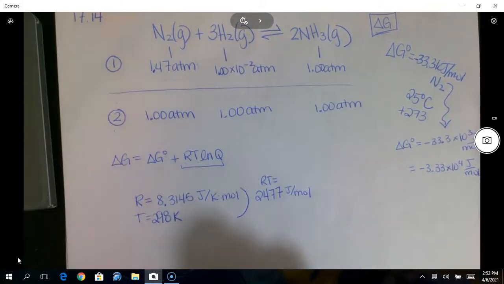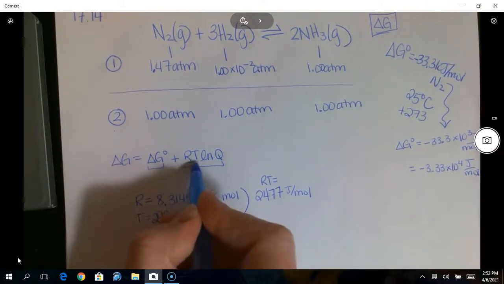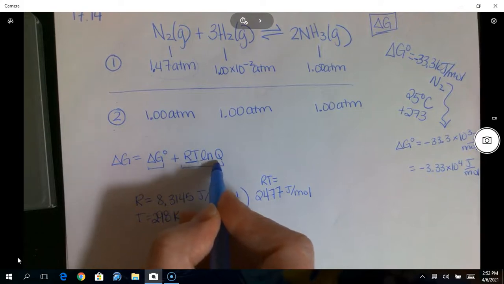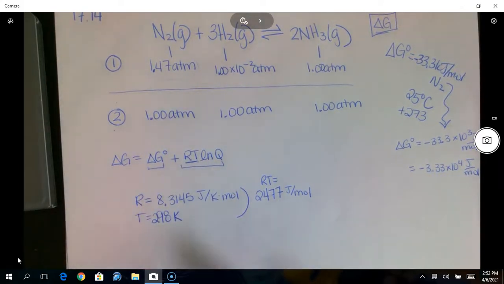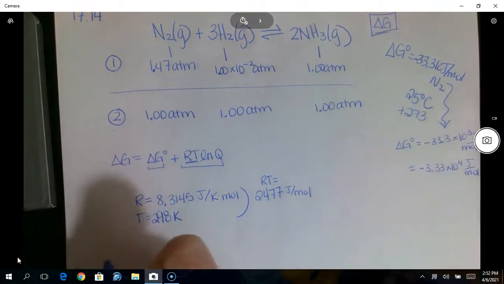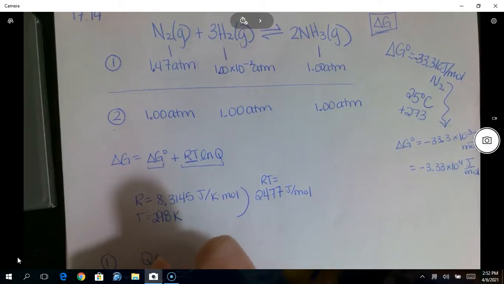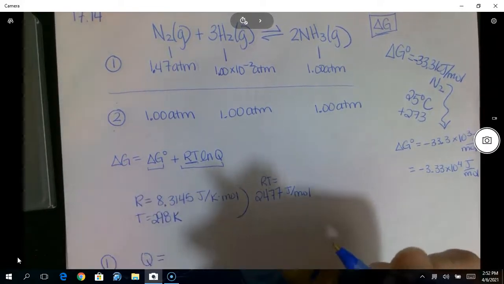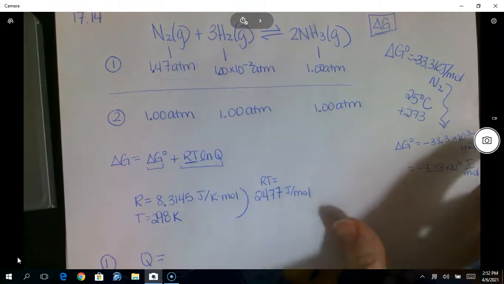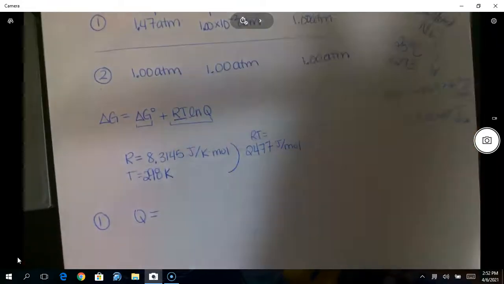For both conditions, remember our delta G standard stays the same and our RT stays the same. It's just the ln Q that changes. So it's just kind of nice to have stuff set up ahead of time for this. For condition 1, Q is going to be, so you have your products raised to the power of their coefficient. Let me zoom this out a bit so you can see it. Okay.